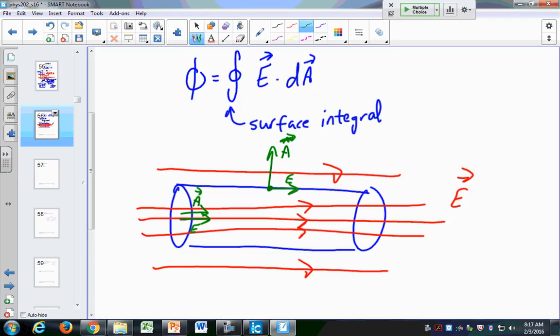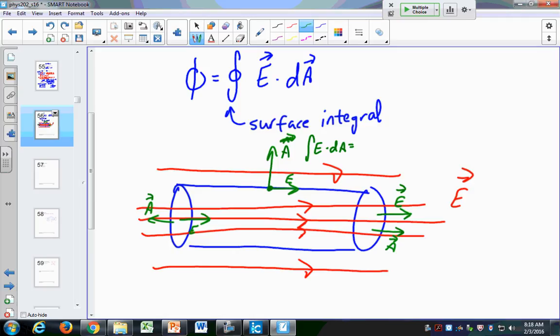Oh, actually, I'm sorry, that wasn't right. Here, my electric field vector is in this direction, and my area vector, to be perpendicular to the surface, is going to be in this direction. And then over here, my electric field is in this direction, and my area vector is in this direction. Now, I can calculate then what is the integral of E dot dA for each of these.